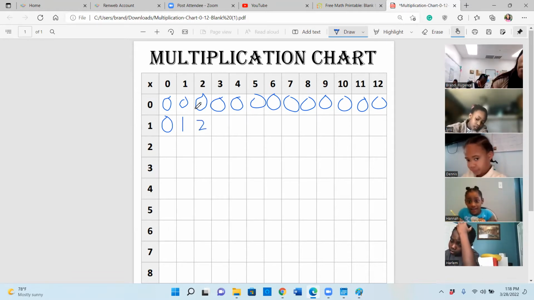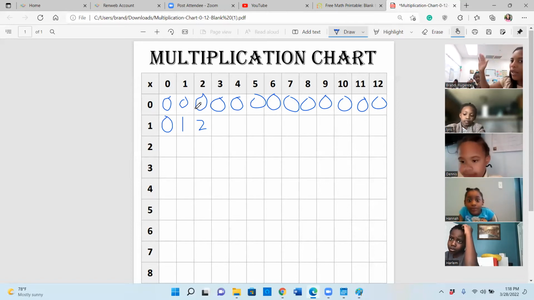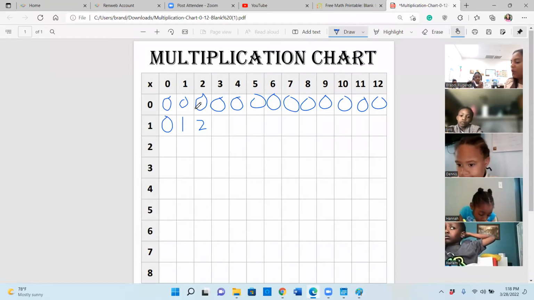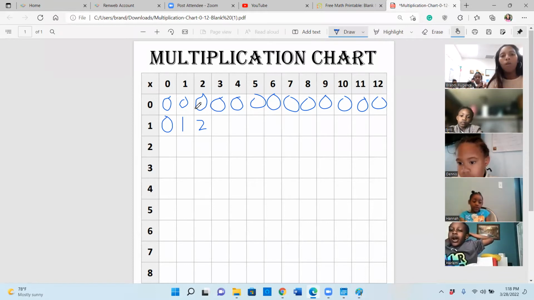2. Now remember, anytime a number is multiplied times 1, it's always the number, because that means you did not add anything. You started with that number, you're finishing with that number. So that's what your answer will be, whatever number you're multiplying times 1. Any number multiplied times 1 will be the number. So 1 times 3 is equal to 3.